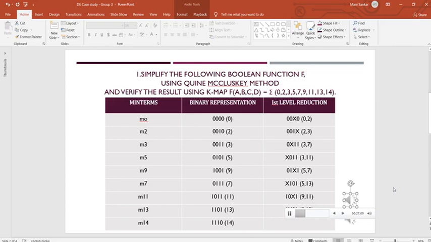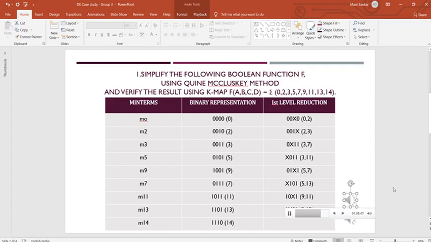In this table we separated into three columns which consist of minterms, binary representations, and then the first level reduction. The minterms are based on the numbers present in the question. For 0 we have m0, for 2 we have m2, for 3 we have m3, for 5 we have m5, for 9 we have m9, for 11 we have m11, and so on. For each and every number present in the question we have to write a binary representation.